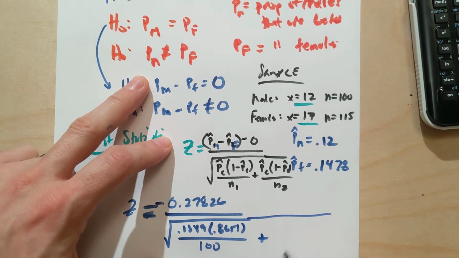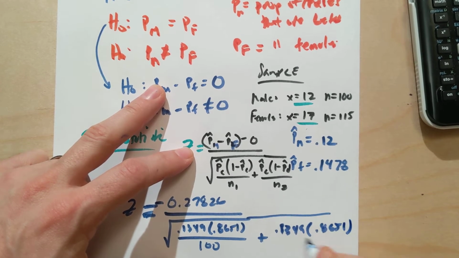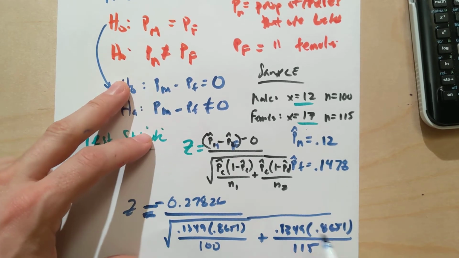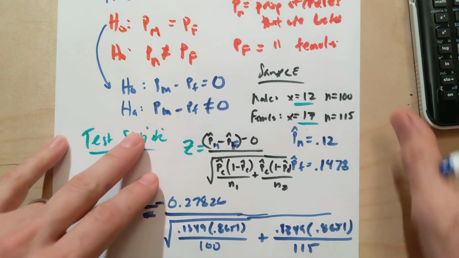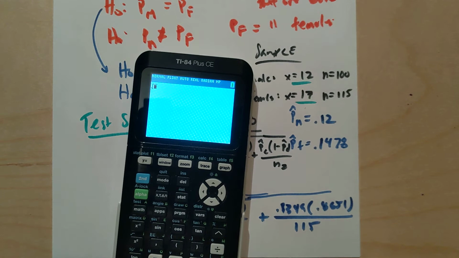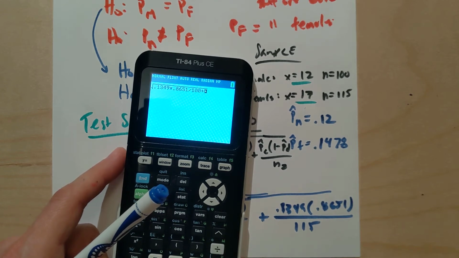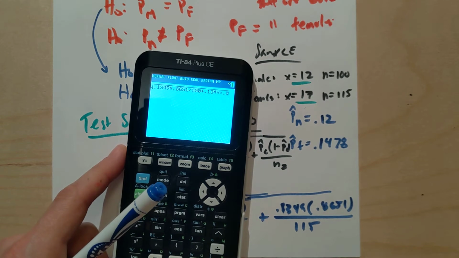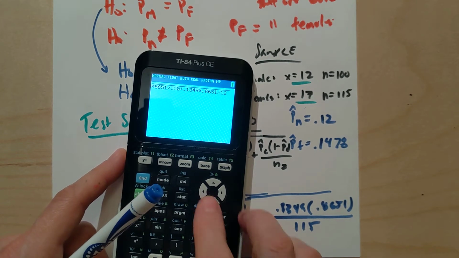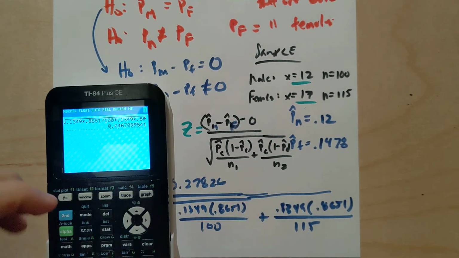And then I'll add to that, because remember we always add variances, the same thing: 0.1349 times 0.8651, all divided by this time 115. My numerator is this tiny thing, but the denominator is this enormous thing. Let me calculate that real quick. It just took me so long to write it down. I'm sad I still have to type it in my calculator: 0.8651 divided by 100 plus 0.1349 times 0.8651 divided by 115. And we get a total of 0.4670.